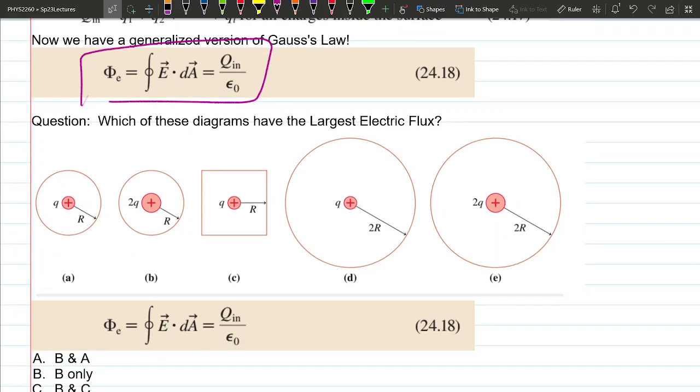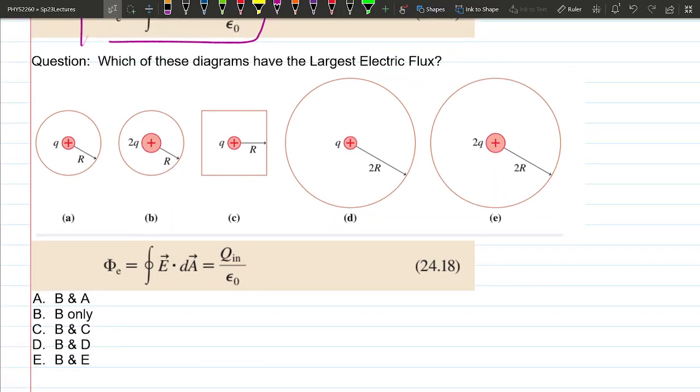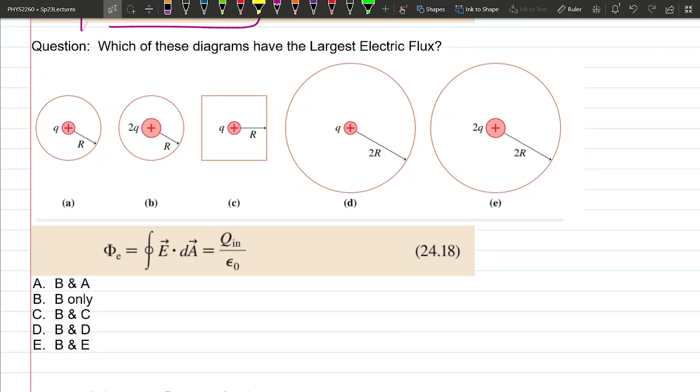So let's do a little Q&A here. Let's look at these 5 different diagrams where we have some point charge in the middle. Some of them are bigger than the others. This is 2Q, this is 2Q, this is regular Q. Can we figure out which of these has the biggest electric flux? Gauss's law tells you that the electric flux is this complicated integral, which eventually equals the amount of charge inside that surface divided by epsilon naught.